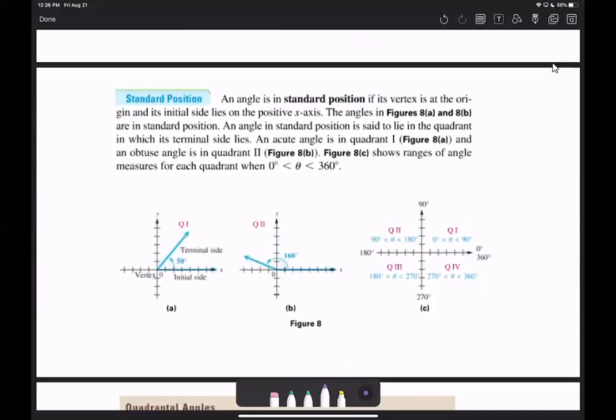So, angles in standard position. This is an important term to think about. When we talk about angles in standard position, we're talking about angles on a coordinate plane that have their vertex at the origin, and their initial side is the positive x-axis.